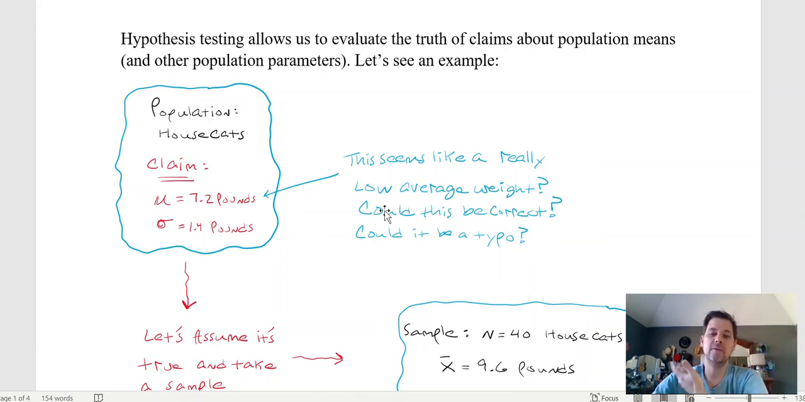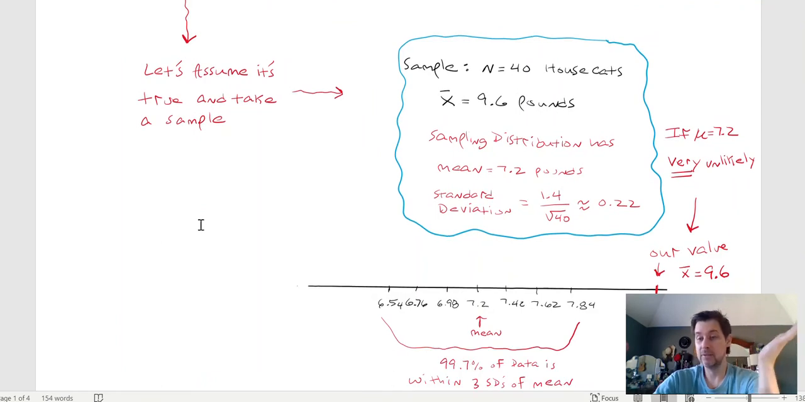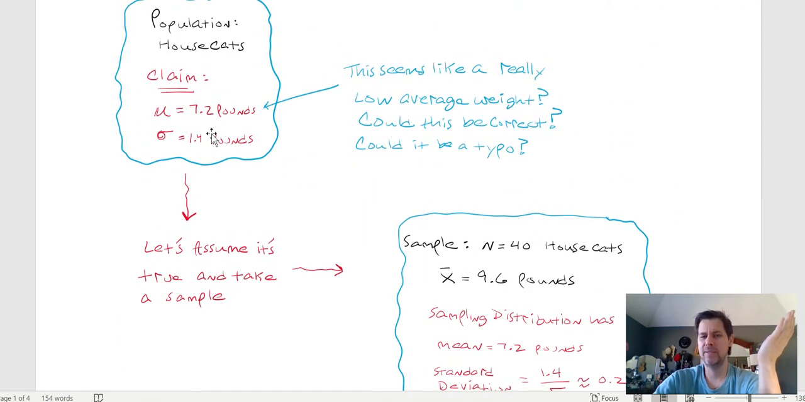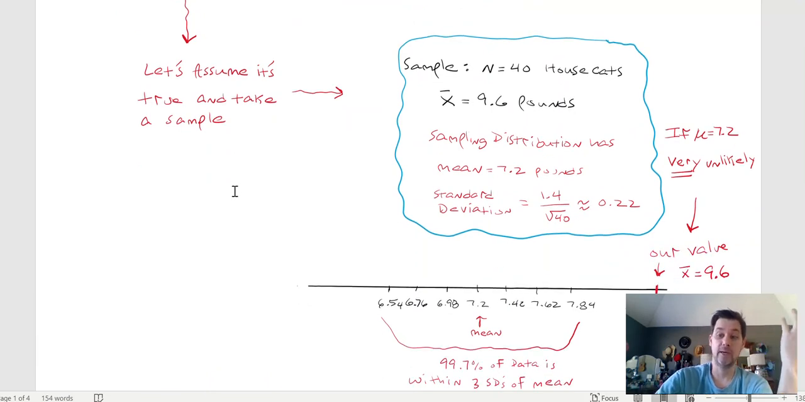The way that we would go about answering those questions and figuring out if this original claim is really true or not is we would assume that it's true. Okay, we'll say, let's say the average weight of a house cat really is 7.2 pounds, even though that doesn't seem right. Let's assume it's true. And then we'll take a sample from the whole population of house cats.